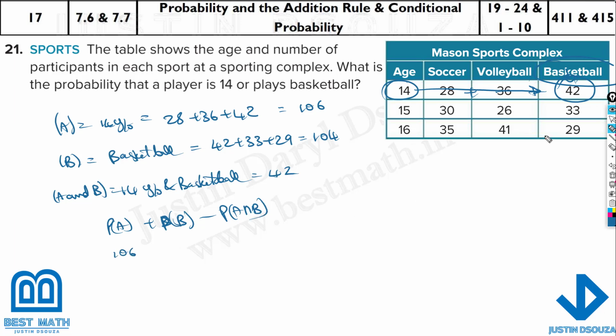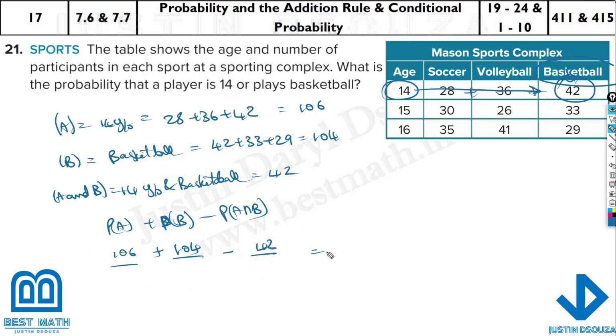Yes, but we need to find the total as well. What is the total? You need to add all the boxes here. All the numbers need to be added. We'll just use the calculator because there are plenty of values. That is written divided by. Here it is 104 divided by the total minus 42 divided by the total.